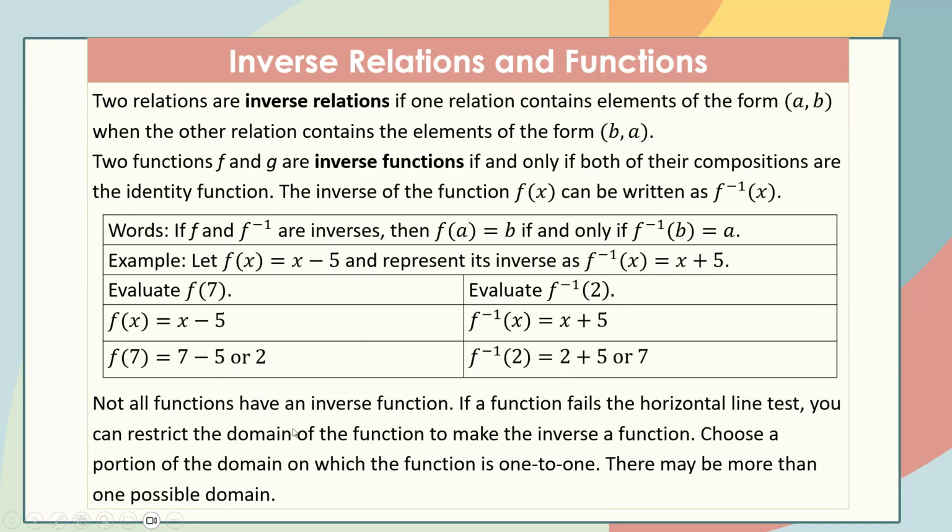Not all functions have an inverse function. If a function fails the horizontal line test, you can restrict the domain of the function to make the inverse a function. Choose a portion of the domain on which the function is one-to-one. There may be more than one possible domain.